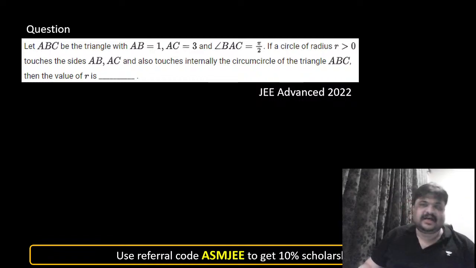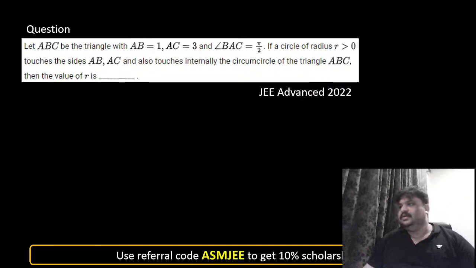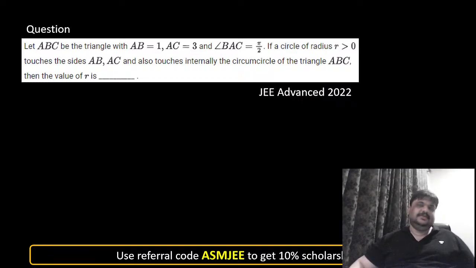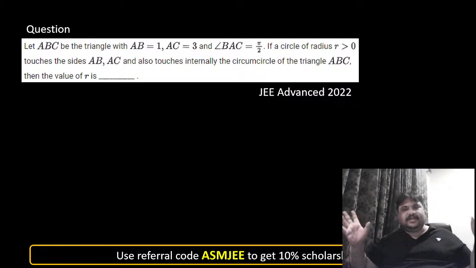The next chapters are binomial and circles. There will be a couple more lectures, and then there will be parabola. After binomial and circles, there will be parabola. Then there is sequence and series. All the topics that you have done till now will be done.